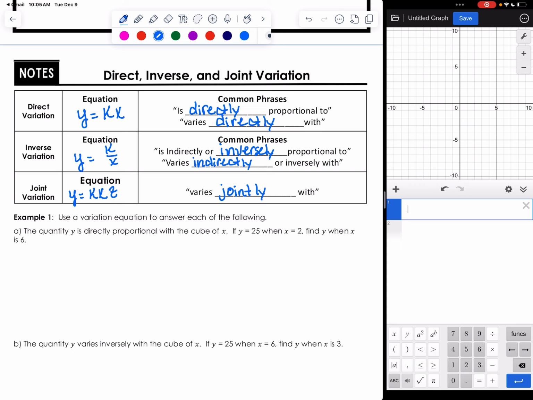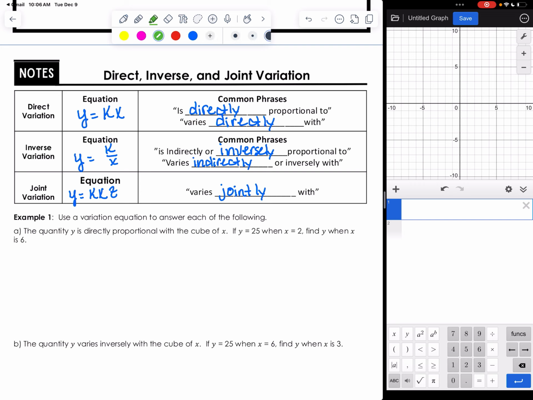So in example 1, it says use a variation equation to answer each of the following. So in problem A, it says the quantity y is directly proportional with the cube of x. If y equals 25 when x is 2, find y when x is 6.